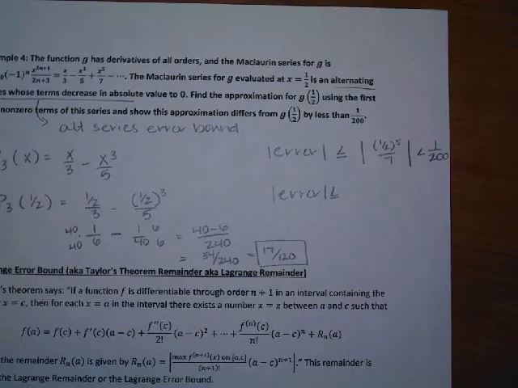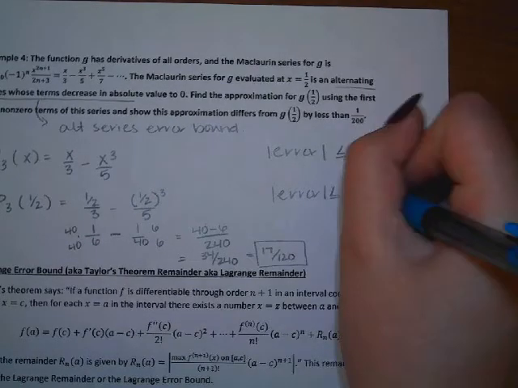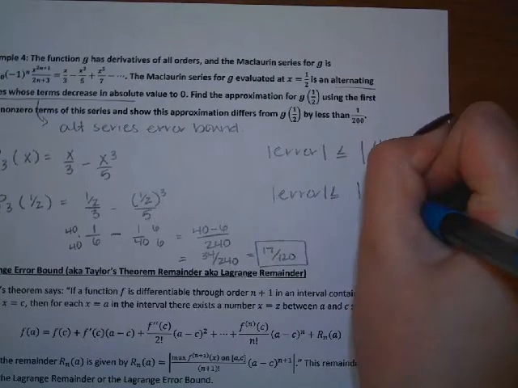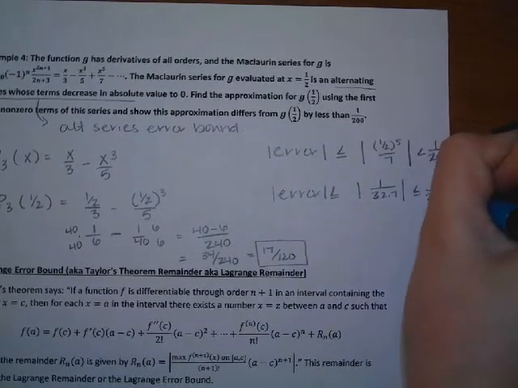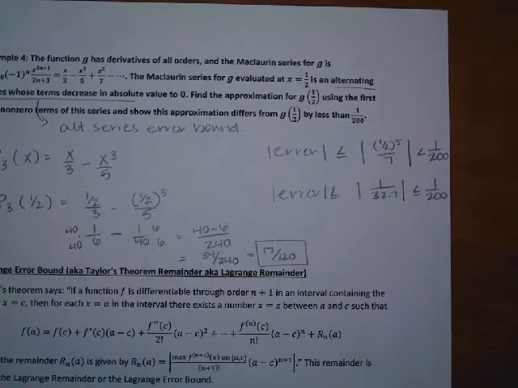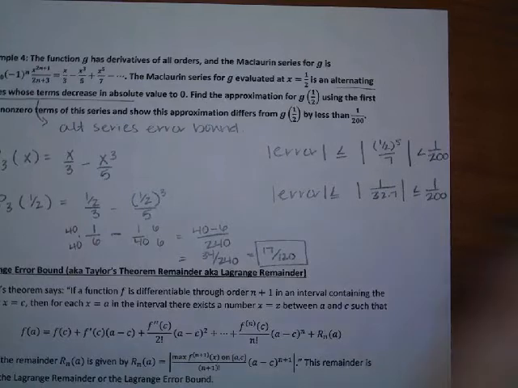So 1/2 to the 5th, what is that? 32. So this is 1 over 32 times 7. 7 times 30 is 210. 7 times 2, so 210 plus 14.